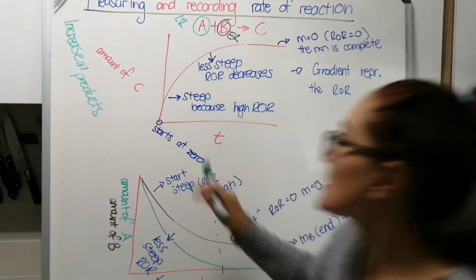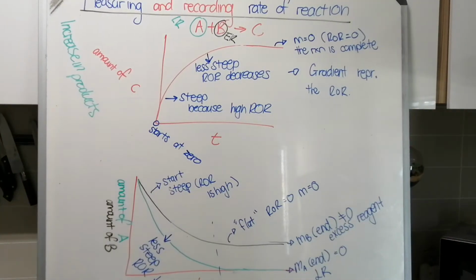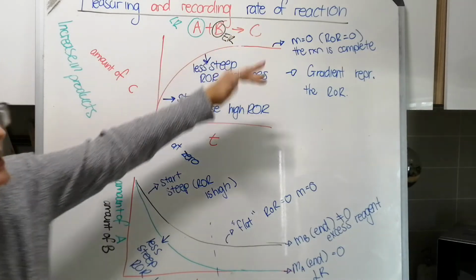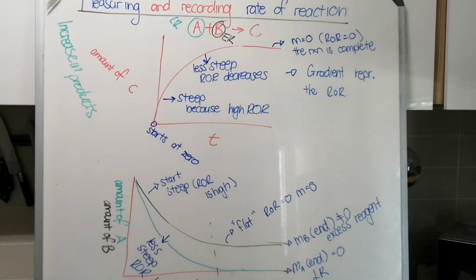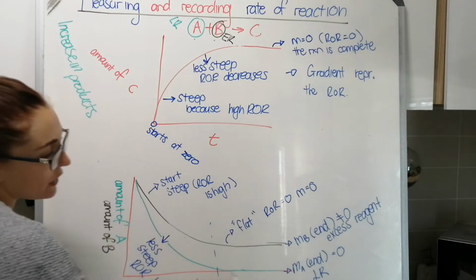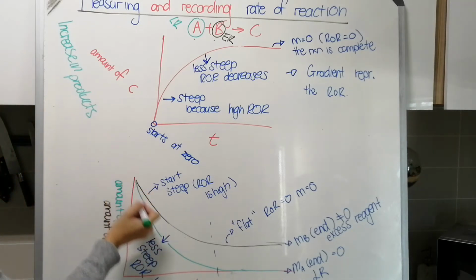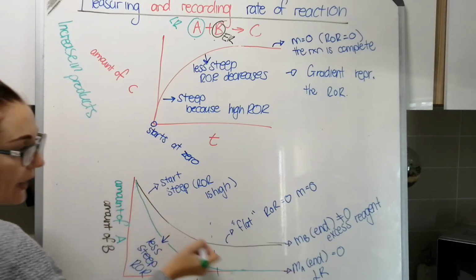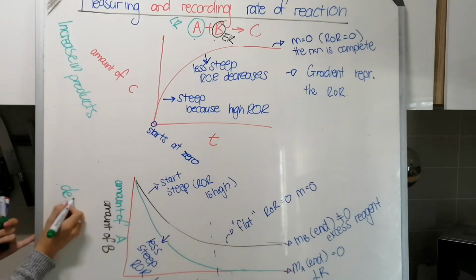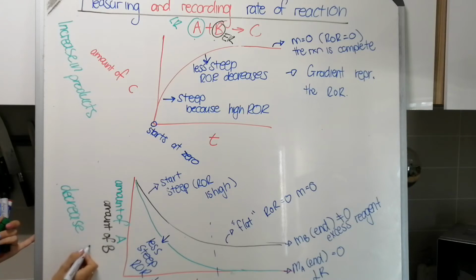Okay, so this top graph is for if you're measuring the amount of products. Your graph is going to be shaped like this, and that is why there's all your explanations. And if you're measuring the amount of one of your reactants, your graph will either be like the green one if you're measuring for the limiting reagent, or it will be like the black one if you're measuring for your excess reagent. Okay, so this graph here is for decrease in reactant.